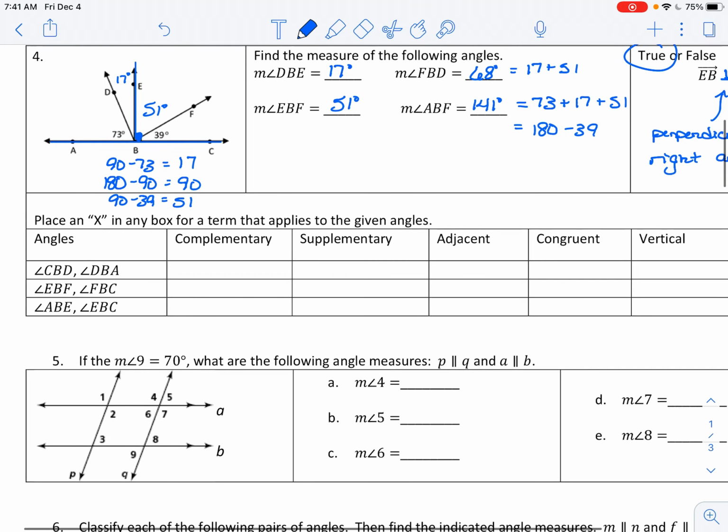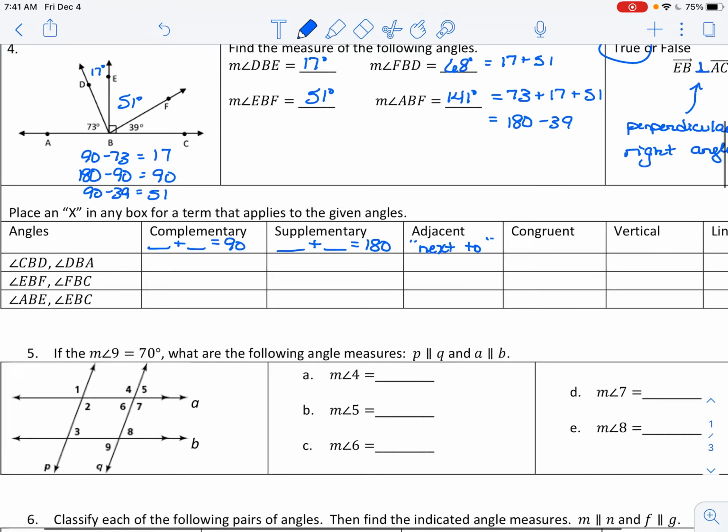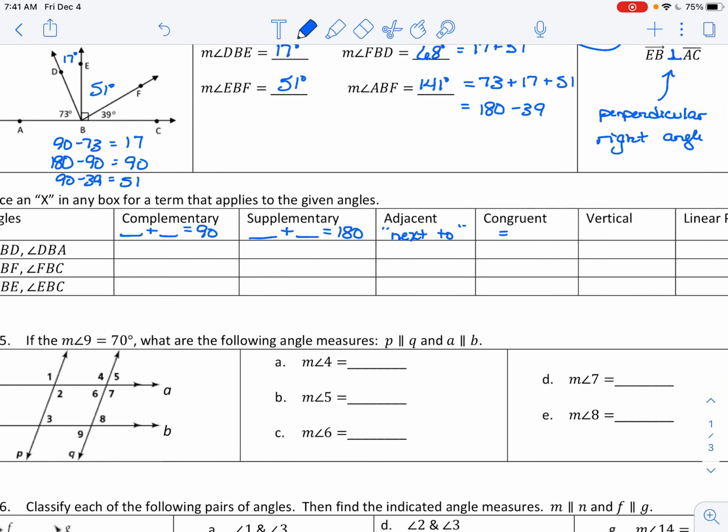We are still using that picture for the next one, when we're going to practice our vocab words. So as a reminder, complementary means when you sum them together, you get 90 degrees, while supplementary means when you add them together, you get 180 degrees. If 2 angles are adjacent, they are next to each other. Congruent just means equal, the same. Vertical, you need 2 intersecting lines and they'll be across from each other.